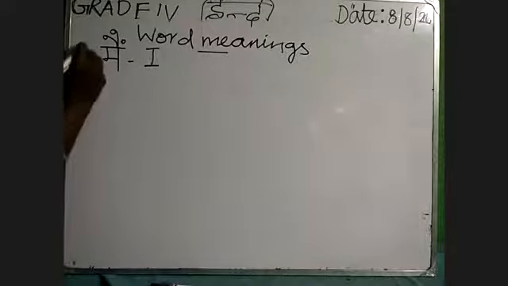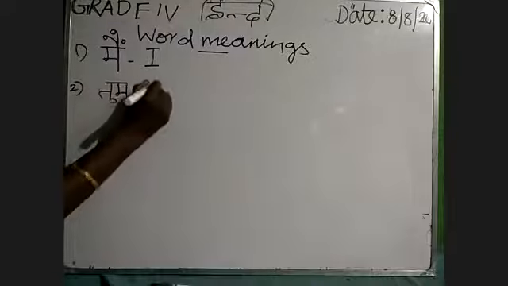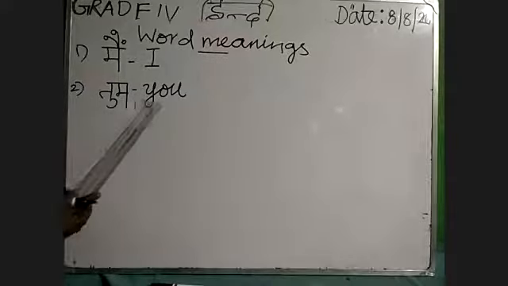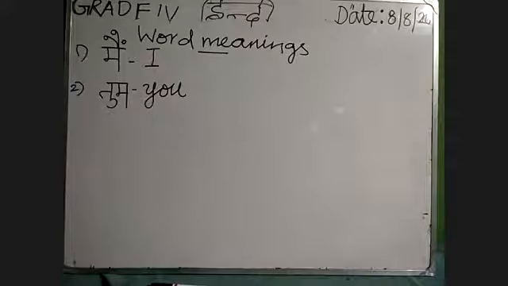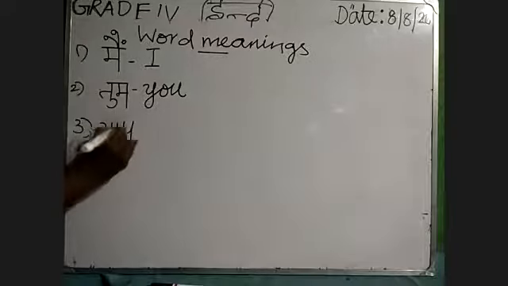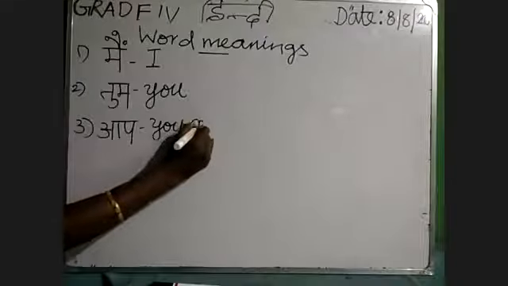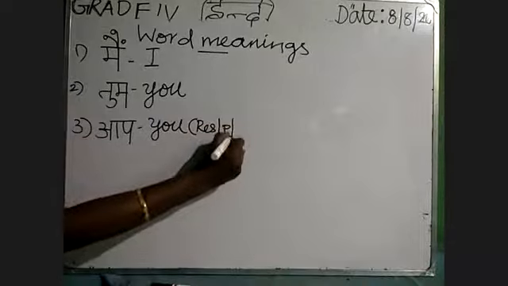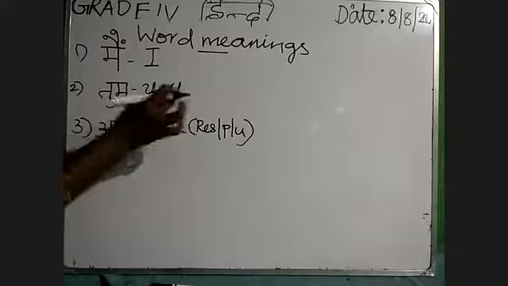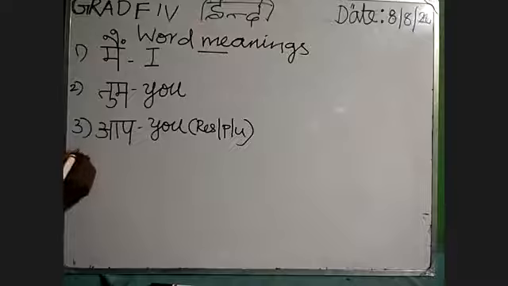Next, second one, tu, ma. Tum means you. In Tamil, ni. Third one, a, pa. Aap also means you, but it will come for respect and plural. See here, aap means நீங்கள், tum means நீ.